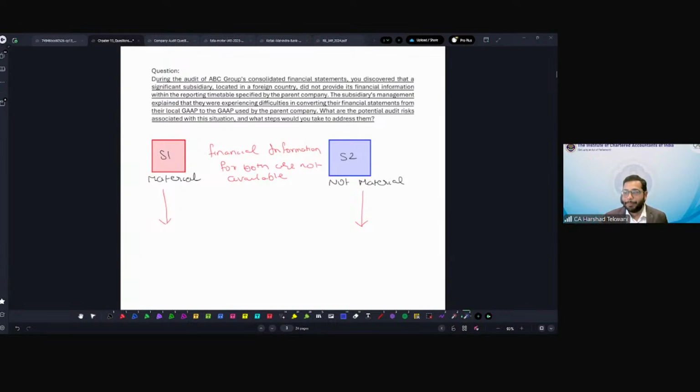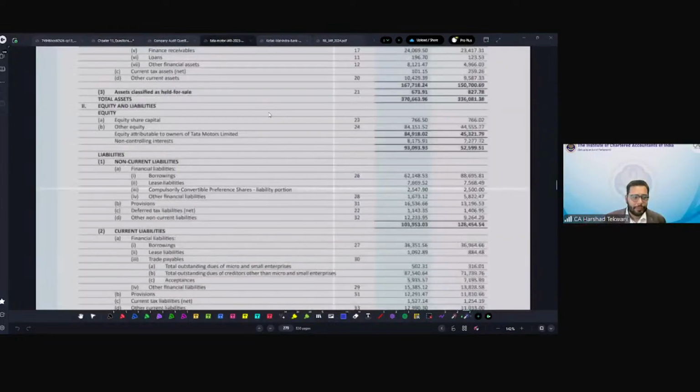Okay, let me tell you. See, let's say that particular subsidiary is not material. Now, the materiality you have to consider. But let's say at the end I am not able to get the financial information. Remember, the last time I showed you one example. We will go back to this reporting example and read something again.